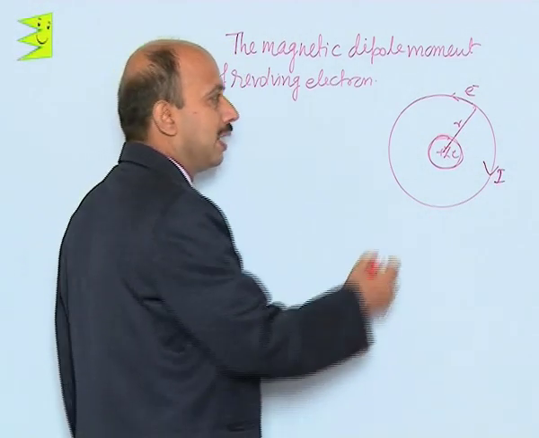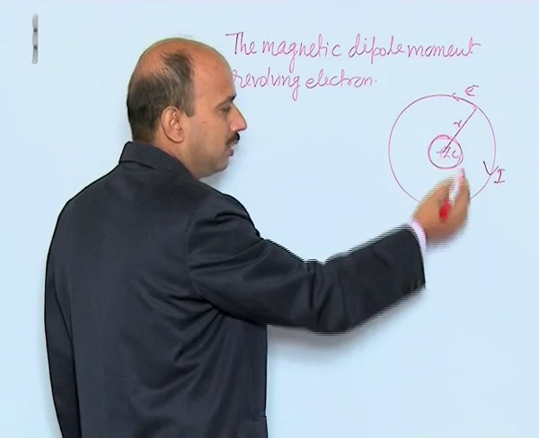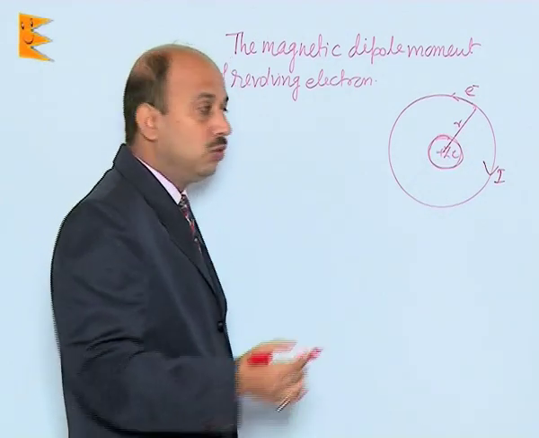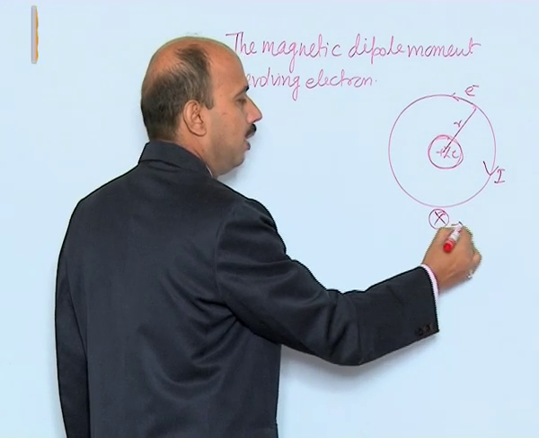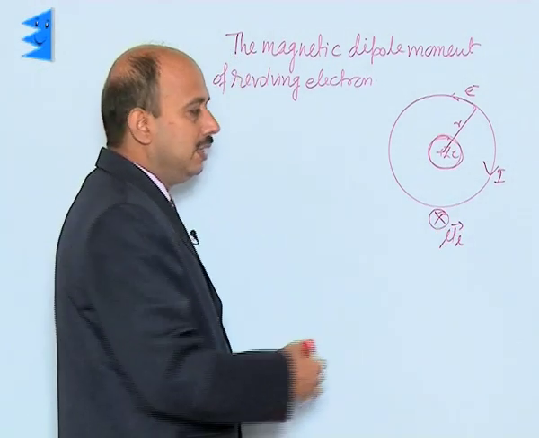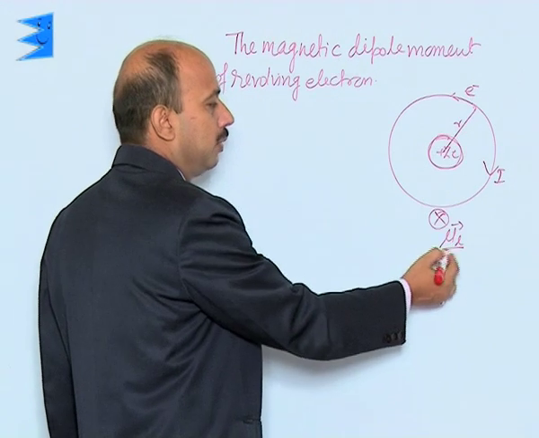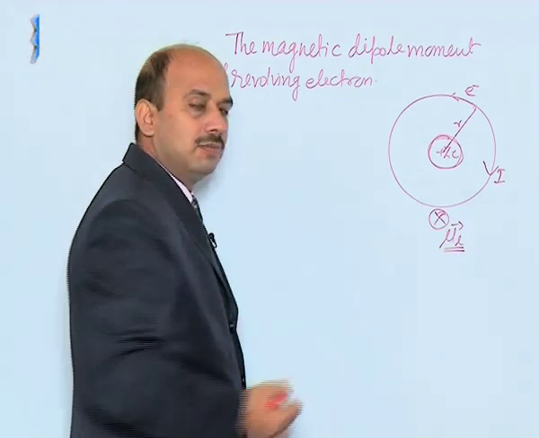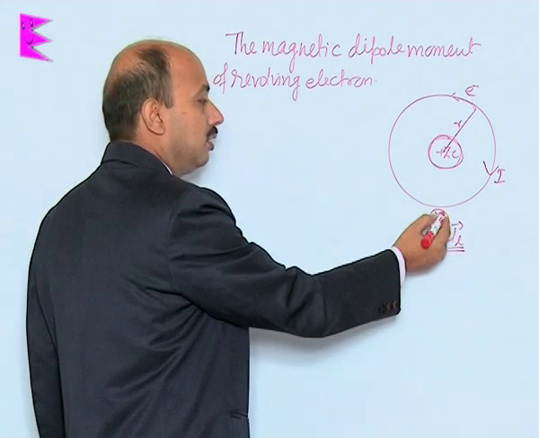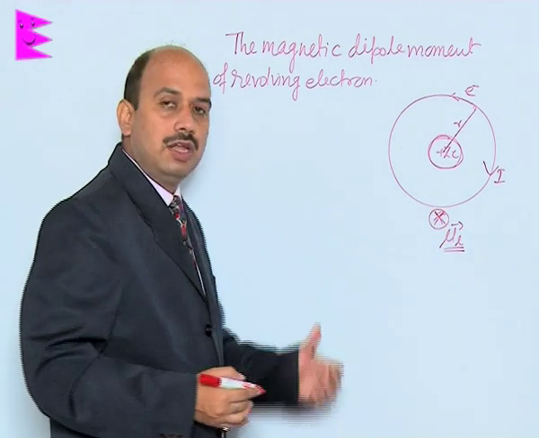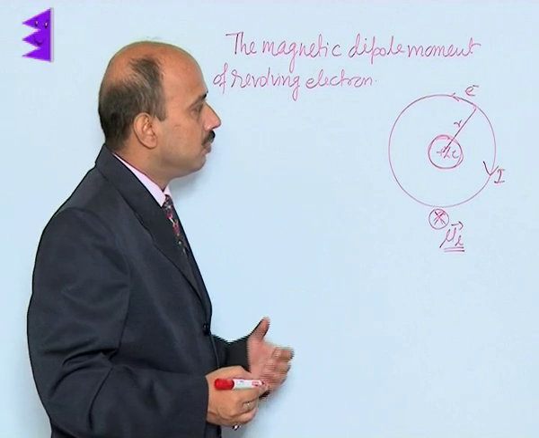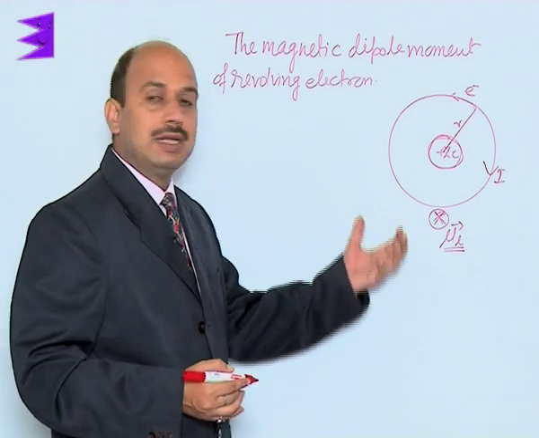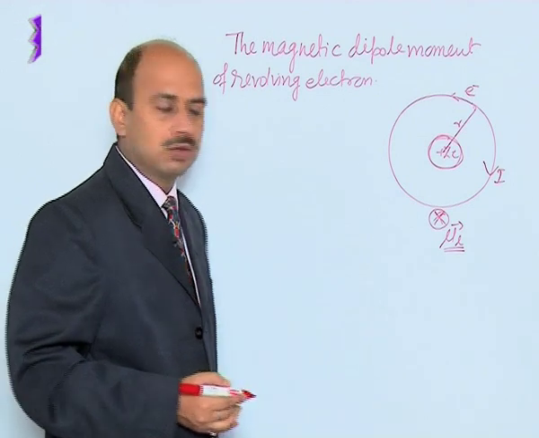Now the magnetic dipole moment due to this current is into the plane of the paper, which we can write as a cross, and that is given as mu L. So the magnetic dipole moment due to this current is mu L. This is the symbol used for it, and the cross is the direction into the plane of the board, that is, away from you. Now we have to calculate the magnetic dipole moment of this revolving electron.